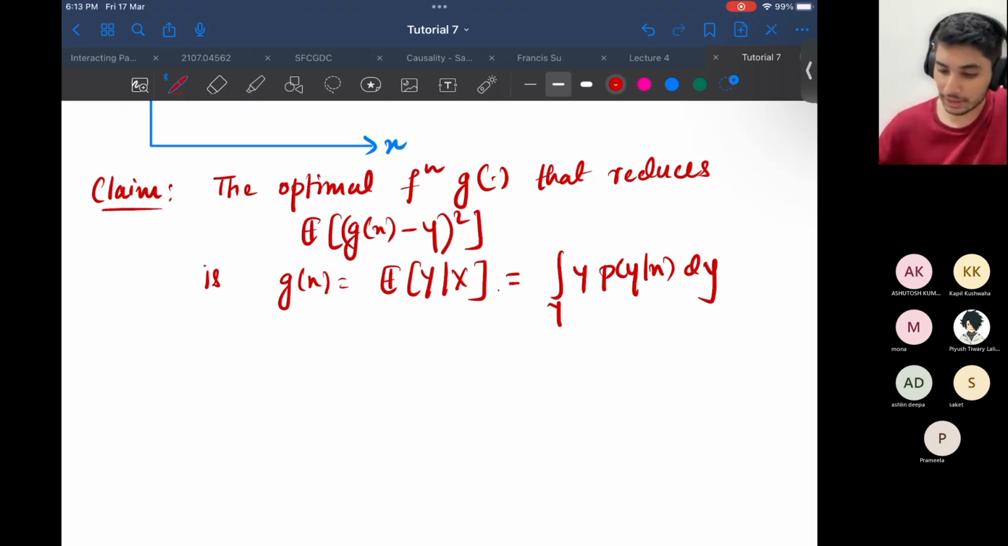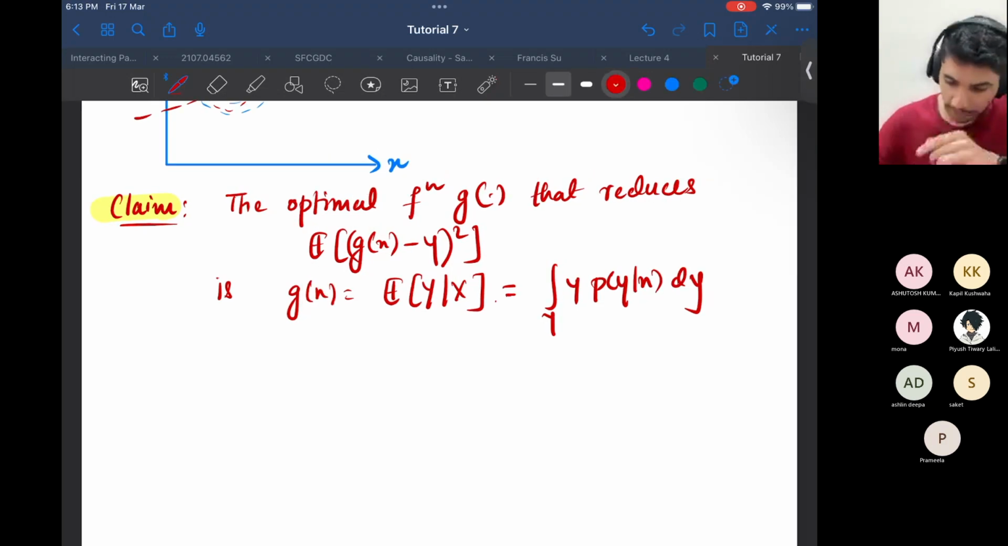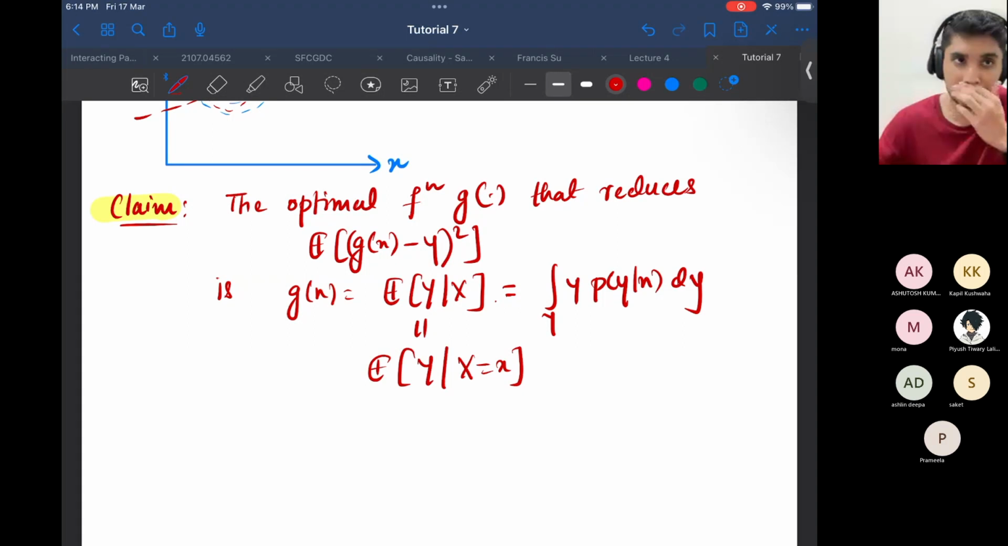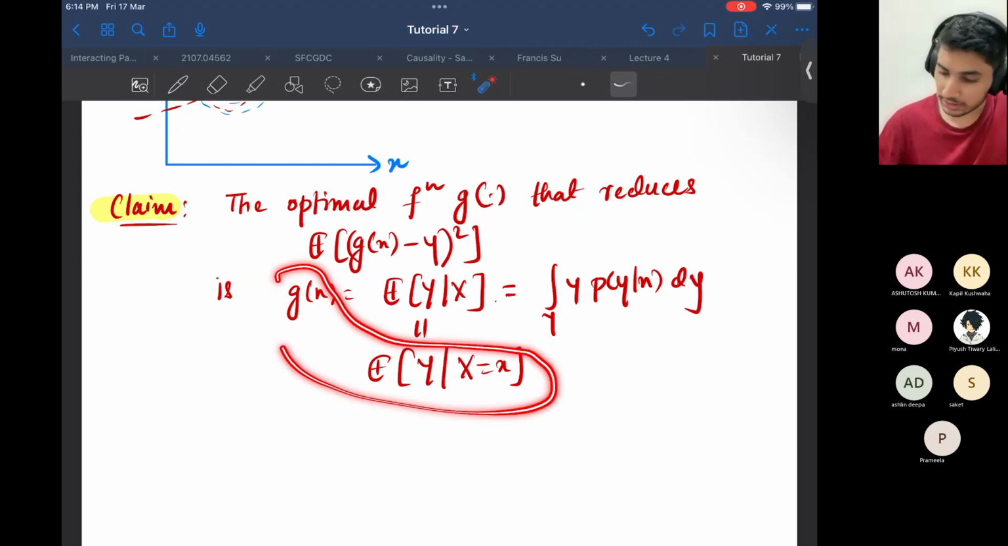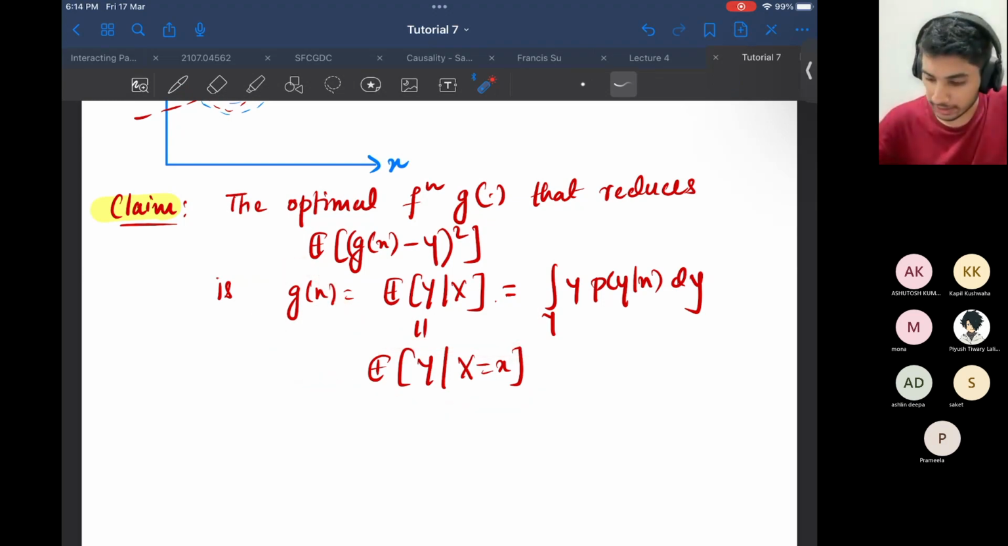I'm not proving it, but maybe you should know that given a data set, the optimal function that reduces this given loss function is this conditional expectation itself. Why is this a function of x? Well, because this conditional expectation is the expectation of y given X equal to small x. Capital X is the random variable, small x is the instantiation of that random variable, right? So this function is the optimal function that reduces this particular loss function.